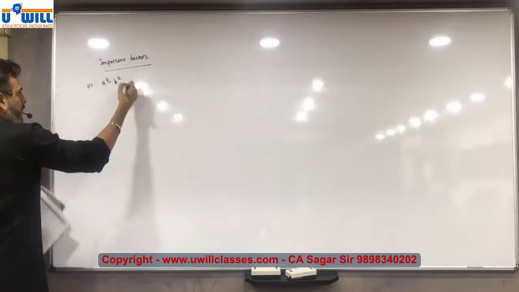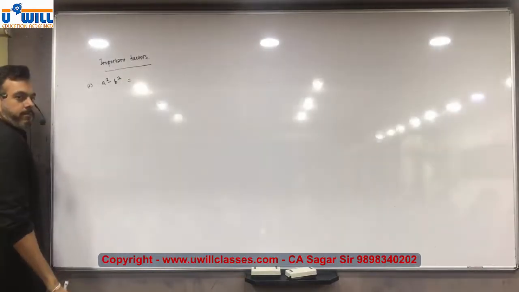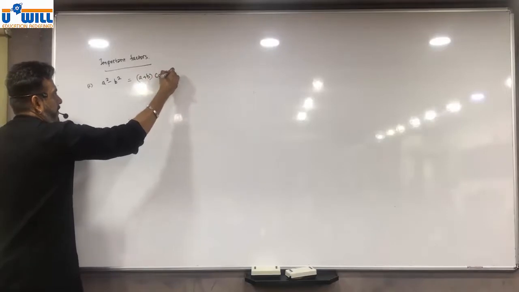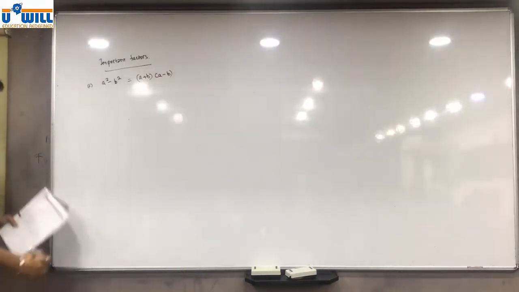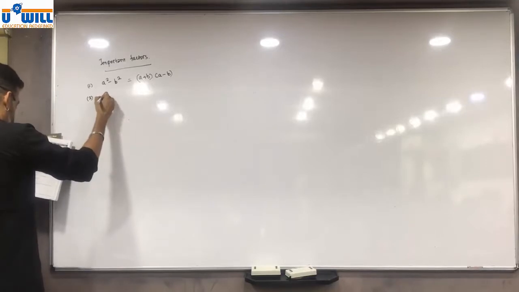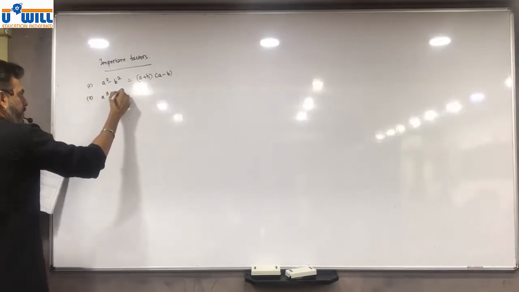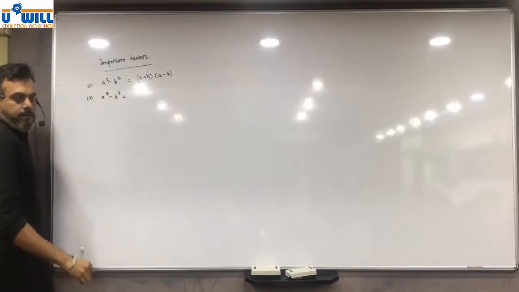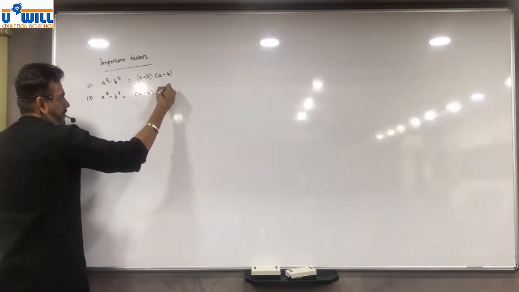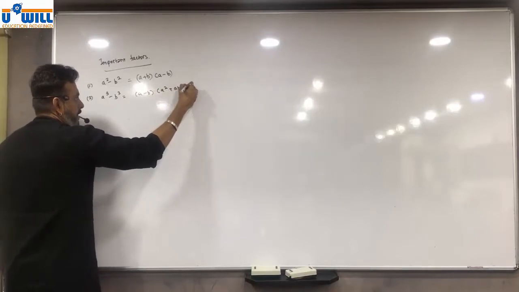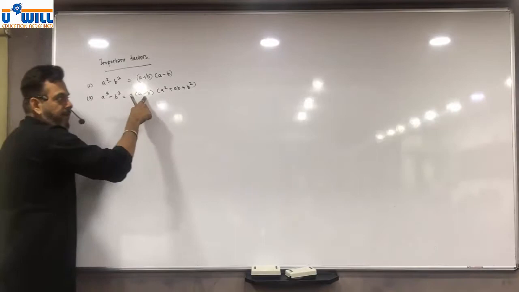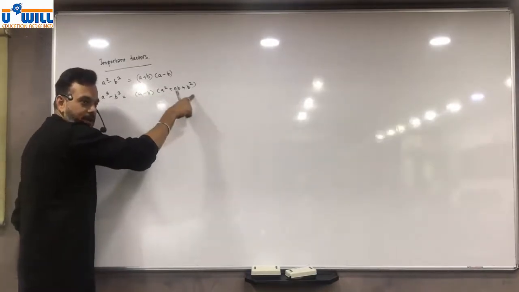a square minus b square is equal to what? A plus b into a minus b. Very good. Then a cube minus b cube is equal to what? A minus b, then a square plus ab plus b square. Is this clear? याद रखना यहाँ पे जब माइनस है ना तो यहाँ पे सब पॉजिटिव है.